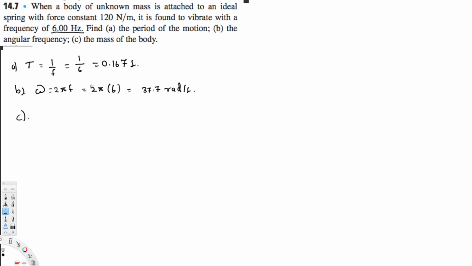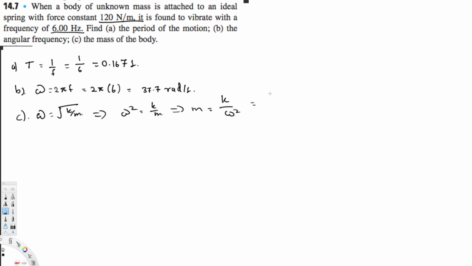The third question is asking find the mass of the body. To find the mass of the body, I can use this formula, omega is equal to square root of k over m. They have provided the constant right here, so we can directly substitute that one. So let's square both sides to get rid of this square root. So this is going to be omega squared is equal to k over m. We have to find the mass. So this is going to be mass, equal to k over omega squared.